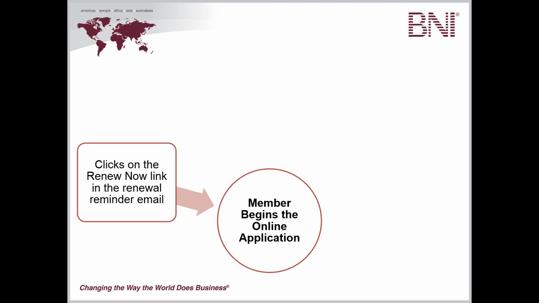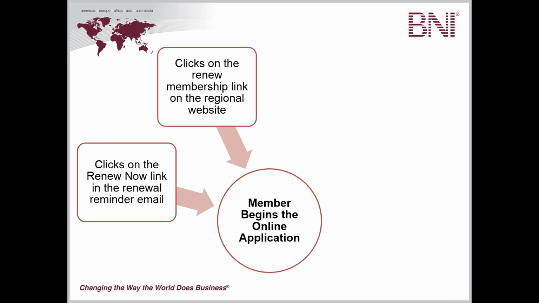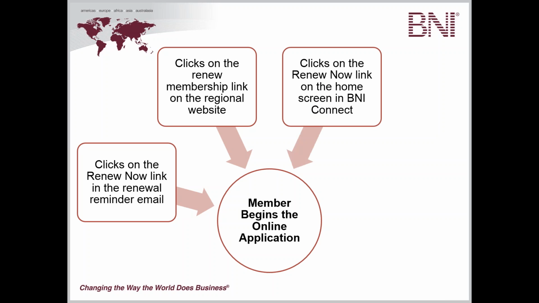So all members get a reminder email. It's usually sent out 60 days before the membership is due, so 2 months before your membership is up for renewal. You get an email saying, hey, by the way, you're coming up for renewal soon. Would you like to renew now? In that email, click a link, boom, it brings you to the site, and they can start the renewal process. The second way is on a lot of the regional websites, they've put up a link that says Renew Now. And if you click the Renew Now on the regional website, that will also start the renewal process.